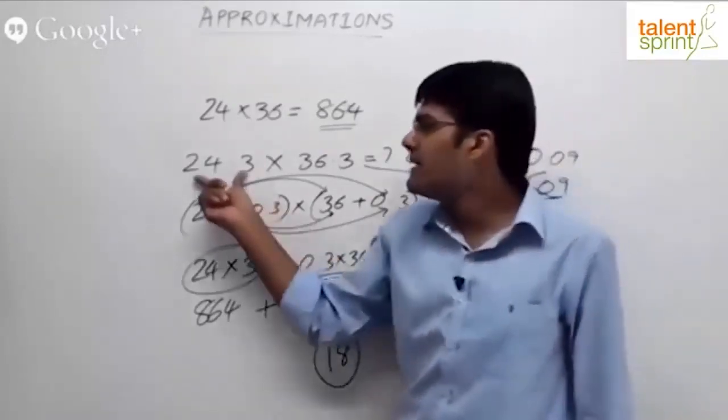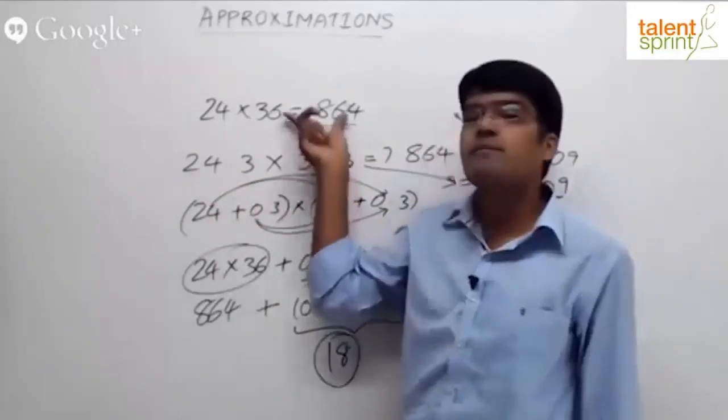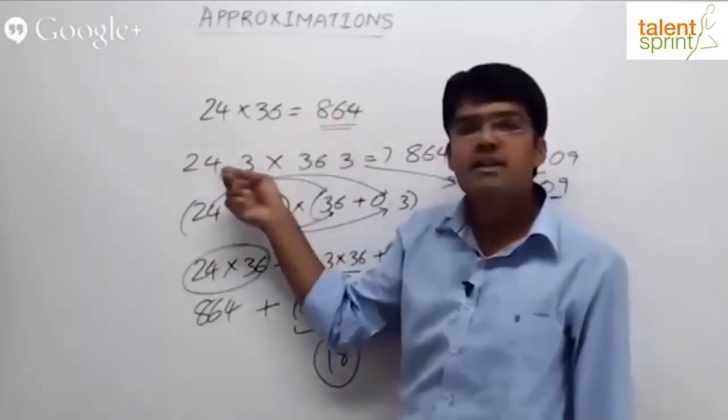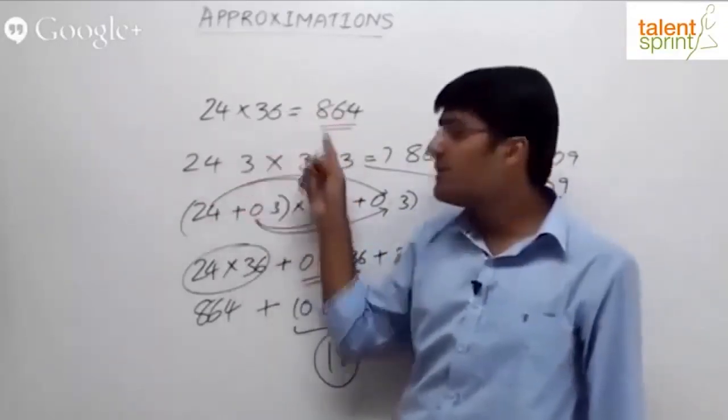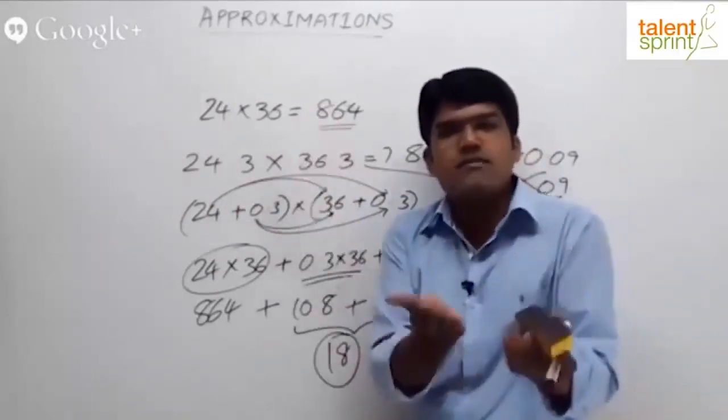For example, when I decrease 24.3 and increase 36.3, what happens? This reduction will reduce the answer, and this increment will increase the answer. So it's balanced. One is decreasing, the other is increasing, so somehow it gets balanced.